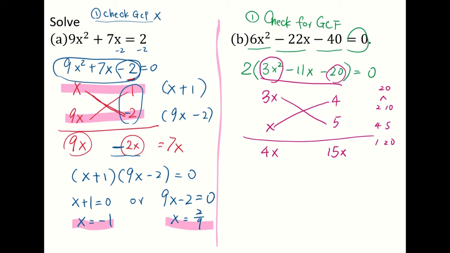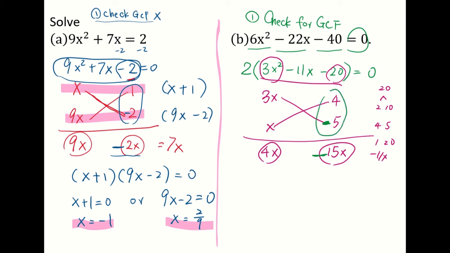Somehow I want a negative 11x, right? These two numbers will give me a negative 11. So that means that the 15x needs to be negative. So that 4x minus 15x is negative 11x. So trace it back. That means 3x times negative 5 will give me negative 15. And I think that's the right combination.